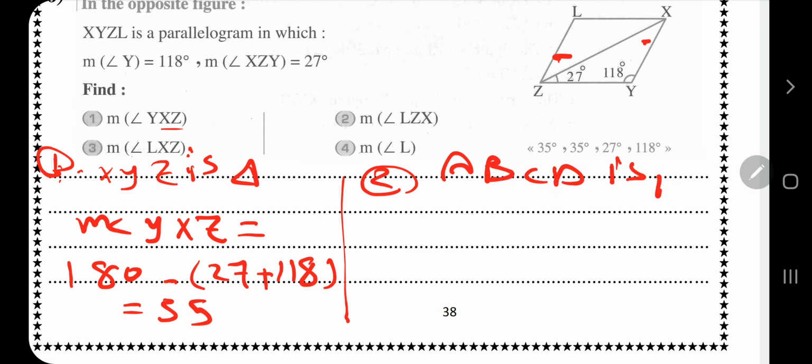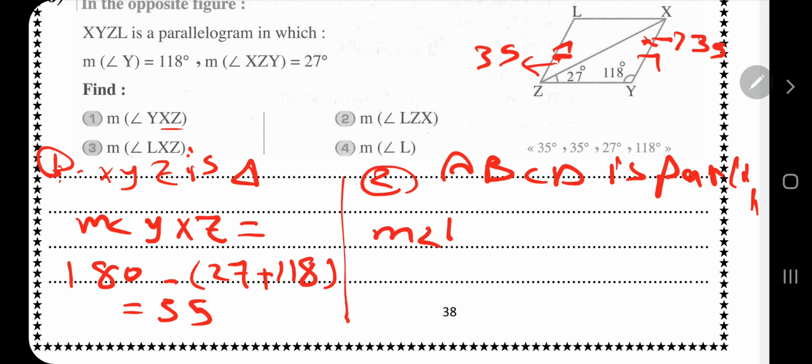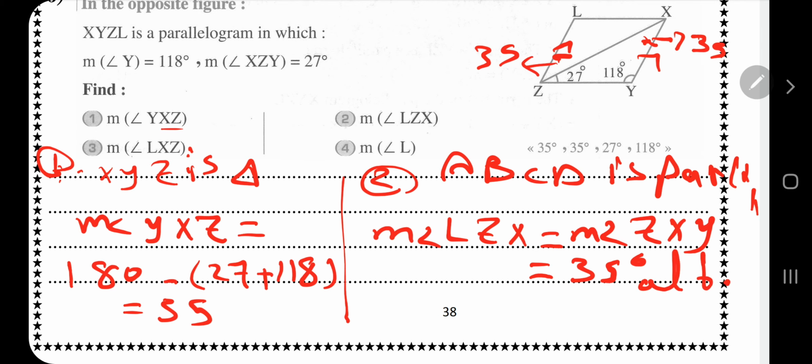ABCD is parallelogram. After we said parallelogram, that means each two opposite sides are parallel. So if this is 35, then this is 35. Why? Alternate angles. So I say measure angle LZX equals measure angle ZXY equals 35 degrees, alternate angles.